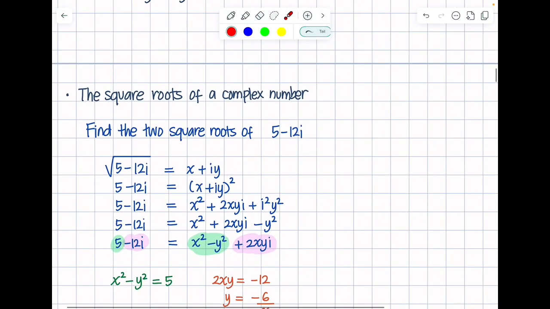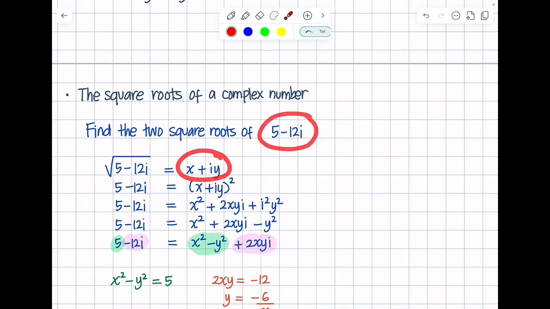Next, the square roots of a complex number. Find the two square roots of 5 minus 12i. Every square root of a complex number must be a complex number. So if we need to find the square root of a complex number, the result must be in complex number form. Let's say the square root of 5 minus 12i equals x plus iy.